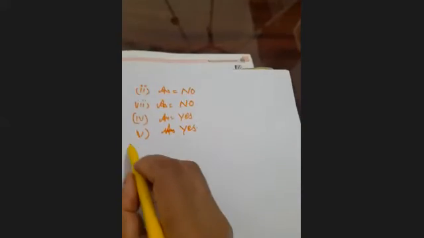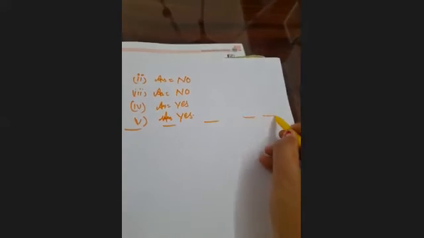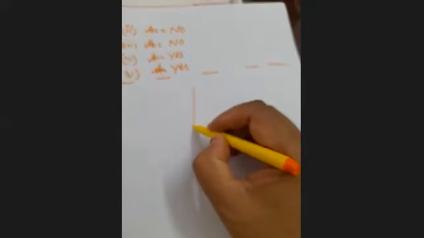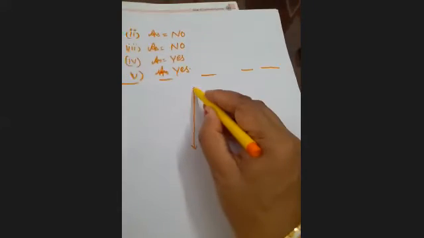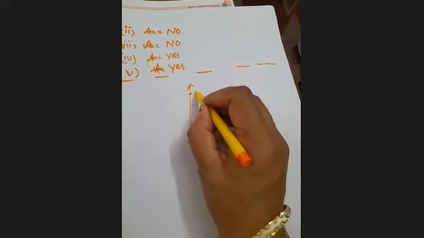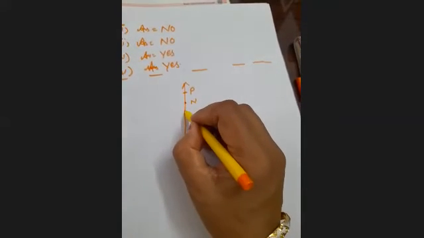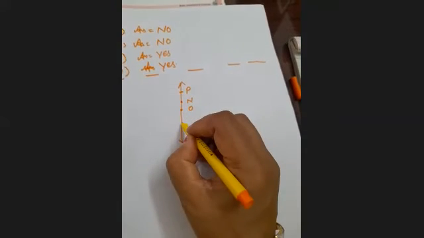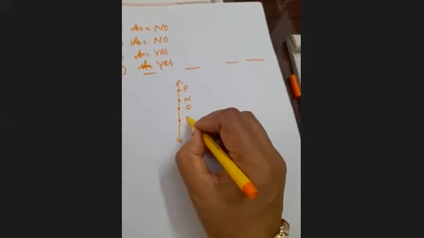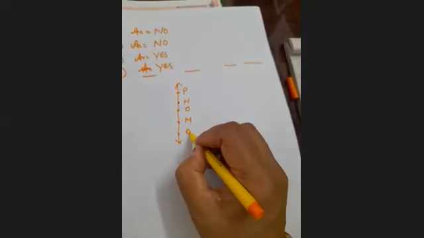Clear, students? Now the last question, true and false statements. For these statements, we'll consider this figure. This is the array, and there are 5 points: point P, N, O, M, and Q.